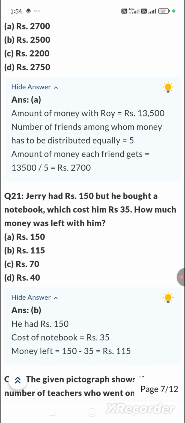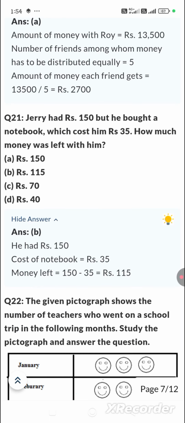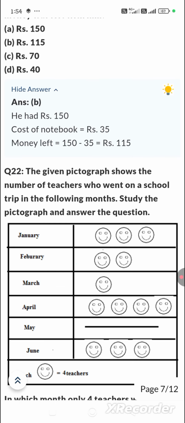Jerry had rupees 150, but he bought a notebook which cost him rupees 35. How much money was left with him? He had rupees 150, cost of notebook rupees 35, money left 150 minus 35, that is 115.